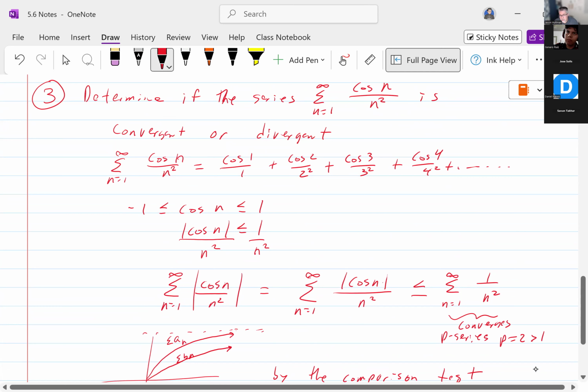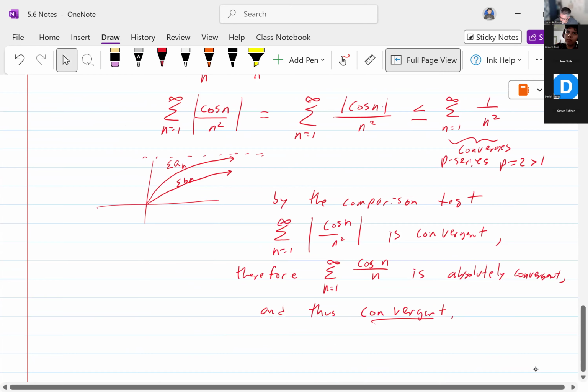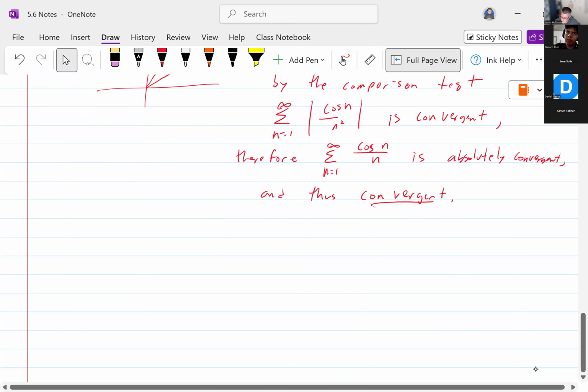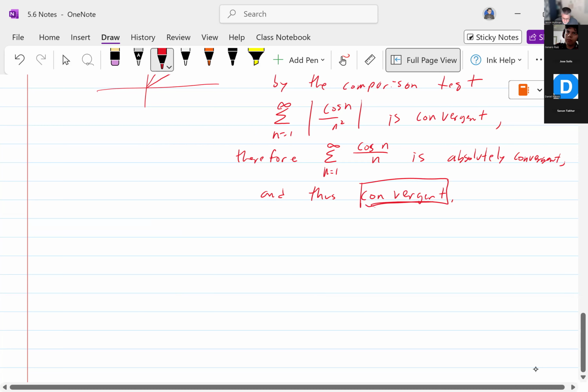Because some of these cosine values will be positive, some will be negative, but none of them will be greater than 1. So we can compare it to a normal p-series, and it will converge. Not only is it absolutely convergent, it is therefore just convergent. So we get convergent as our answer.